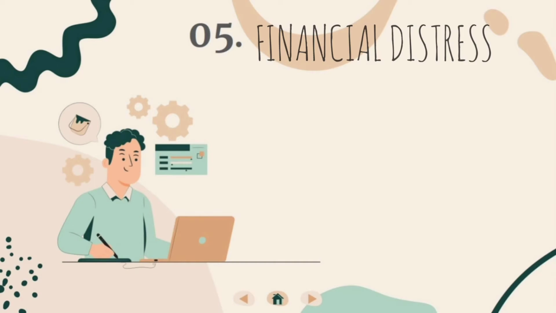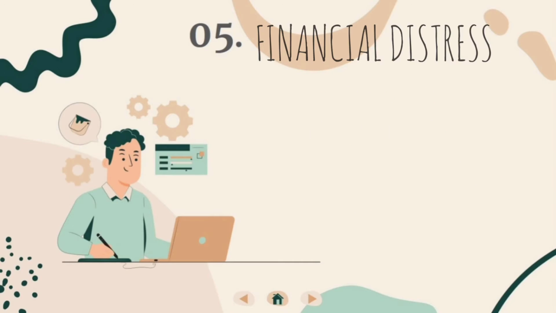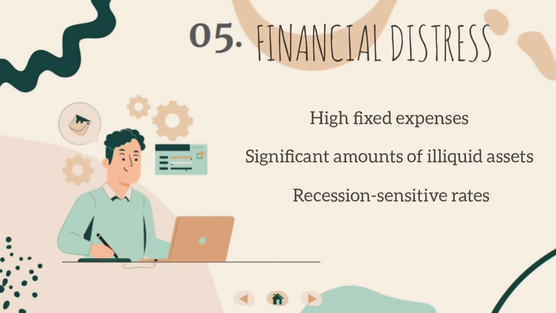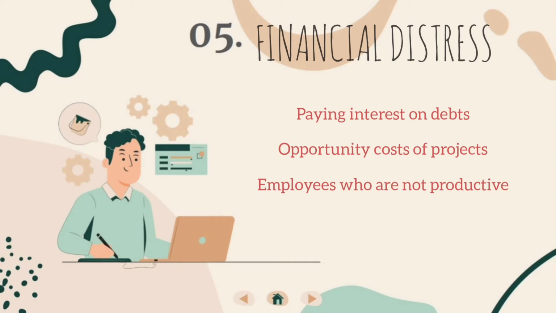What is financial distress? Financial distress occurs when a firm or individual is unable to earn sufficient money or income, resulting in the inability to fulfill or pay their financial responsibilities. This is usually due to high fixed expenses, significant amounts of illiquid assets, or recession-sensitive revenues. Examples of a firm's expenses that must be paid may include financing such as paying interest on debt, opportunity cost of projects, and employees who are not productive.